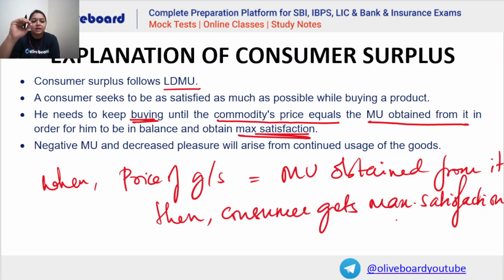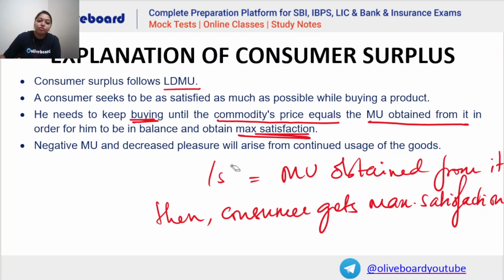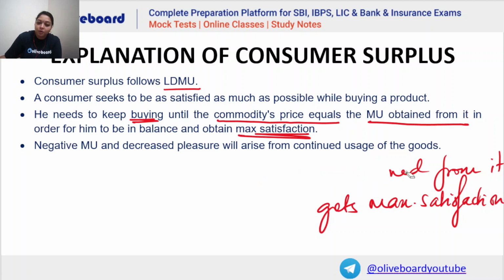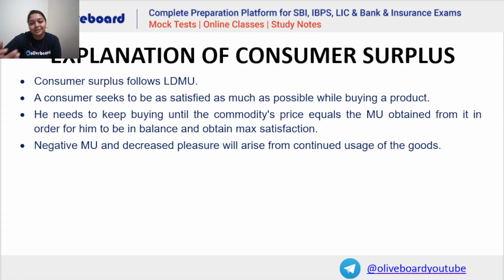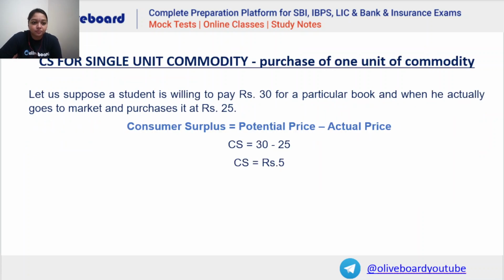So, then what is the fourth one? Negative marginal utility and decreased pleasure will arise from continued usage of goods. I think we have seen this in LDMU also. When you pass the point of zero marginal utility and further keep on consuming the product, then you will not get satisfaction. You will get dissatisfaction from it. That means it's not a pleasurable experience anymore. You are dissatisfied, but you are still buying the product. You are still paying for the product, right? You are still using your money to buy that product. But when you buy that product and consume it, you are not getting satisfaction. You are getting dissatisfaction. So, that payment is a waste. It is of no use. That is the meaning. Okay.